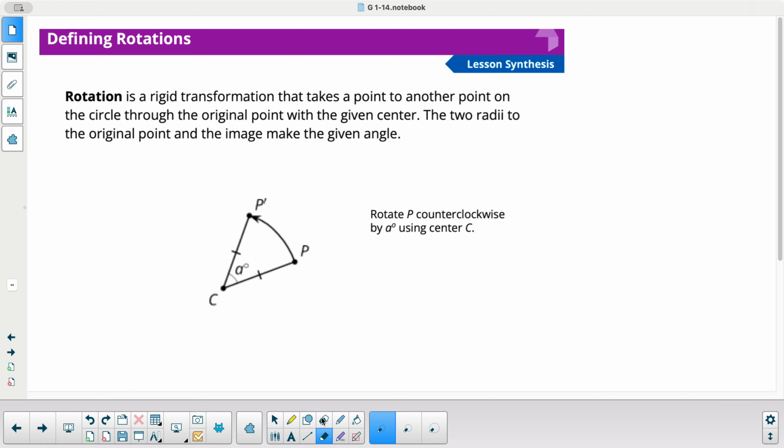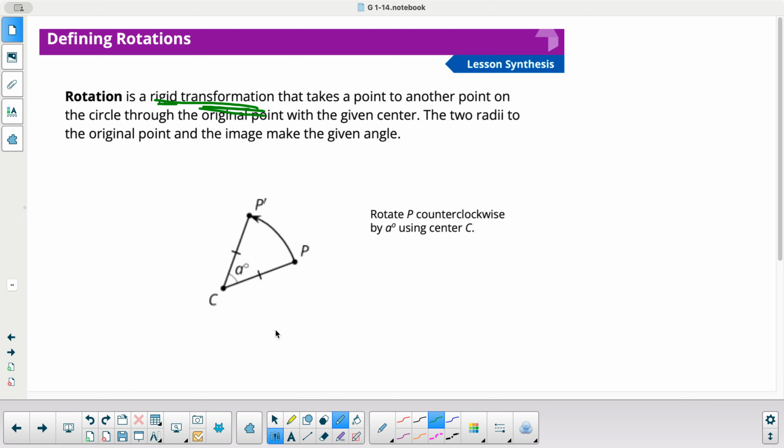All right, so just a quick review of a definition of rotation. Rotation is a rigid transformation. Okay, one of three rigid transformations. You got rotation, reflection, and translation. It takes a point to another point on the circle through the original point with the given center. The two radii to the original point and the image make a given angle. So P to P prime.